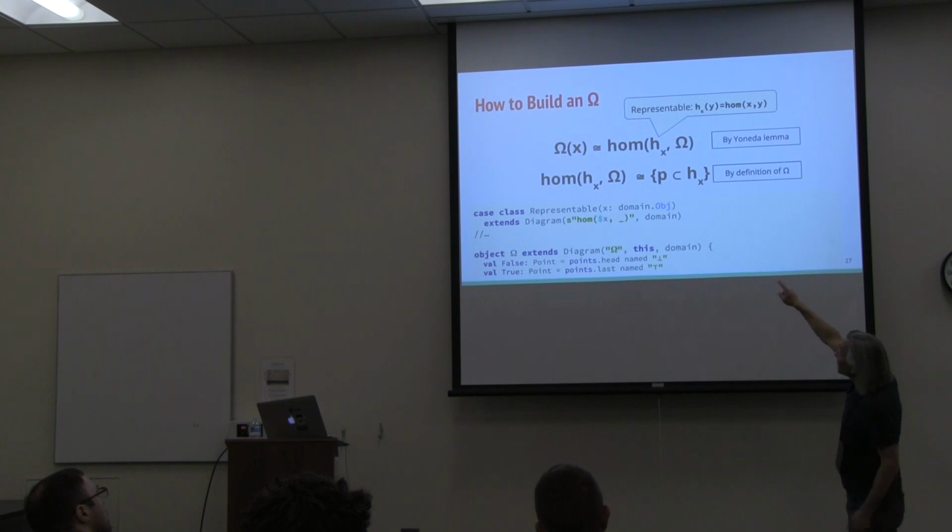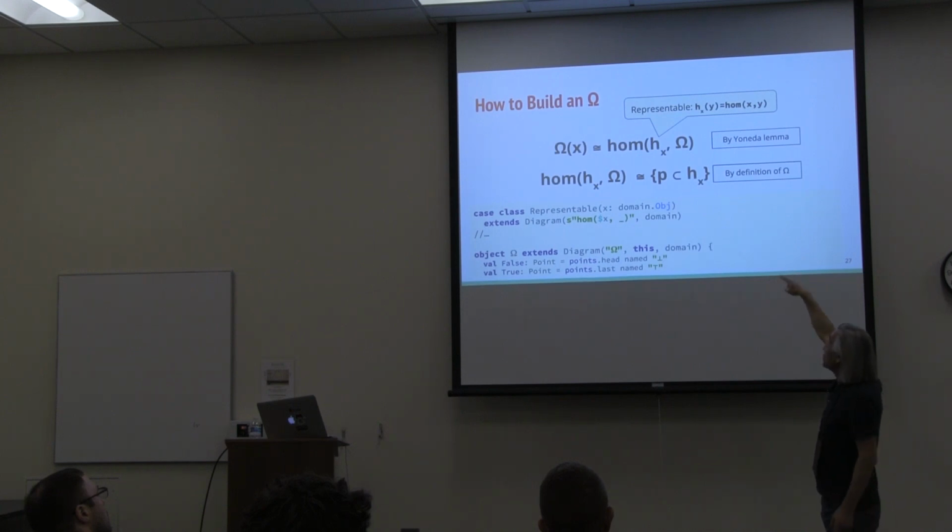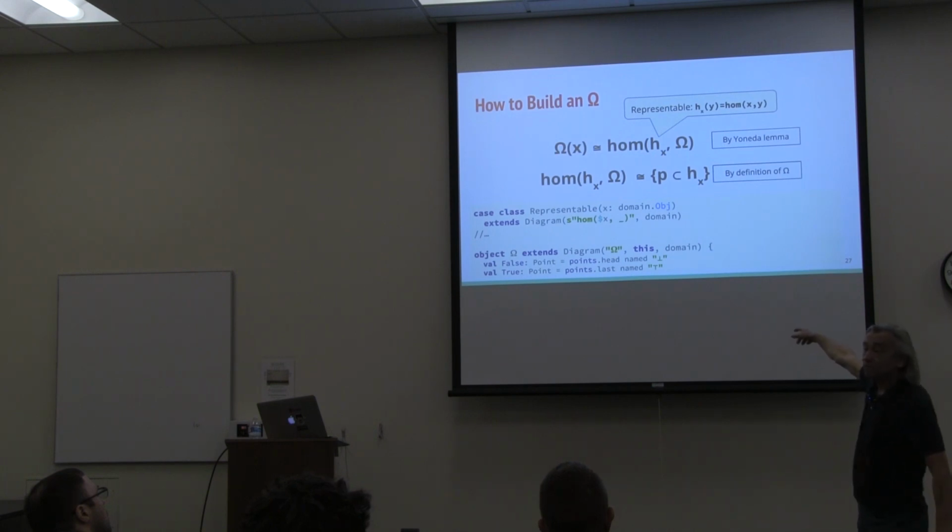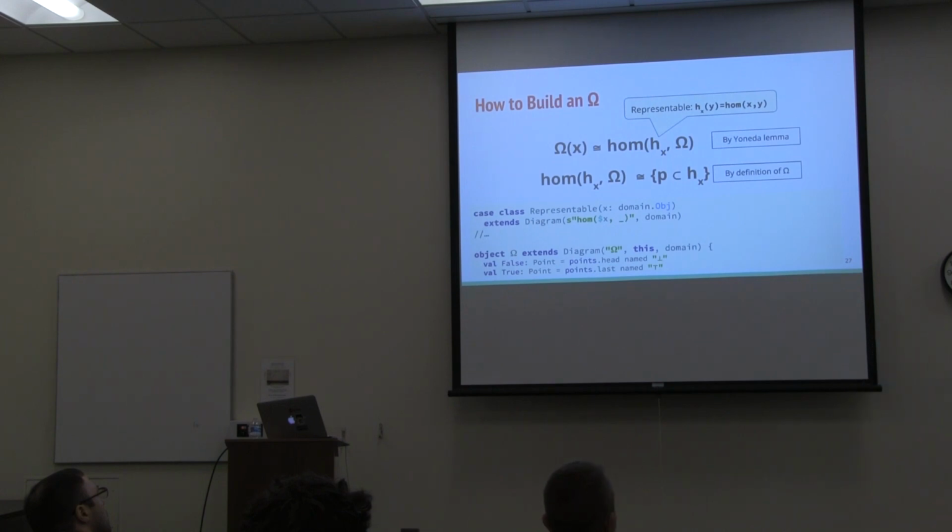So omega on X is equivalent to the set of all possible natural transformations from HX to omega. In order to have a natural transformation, see, let's say.